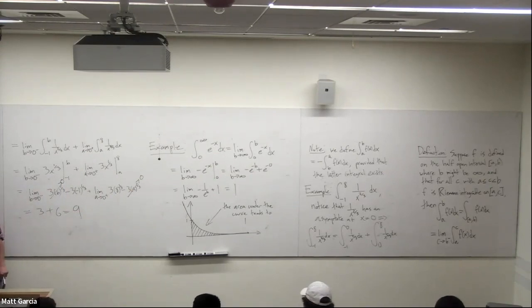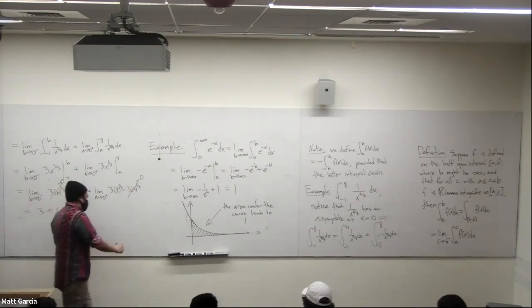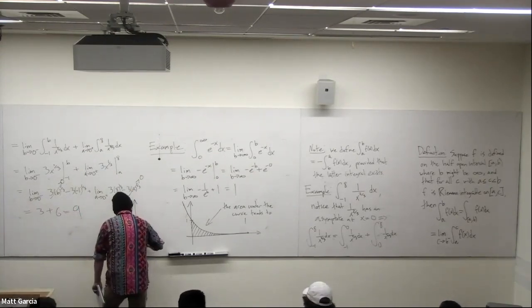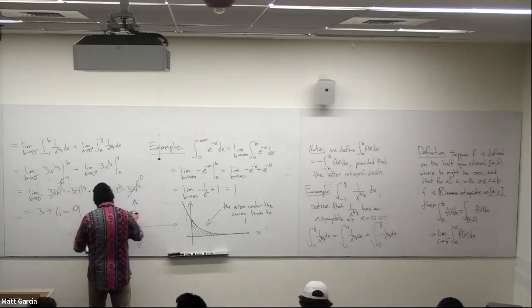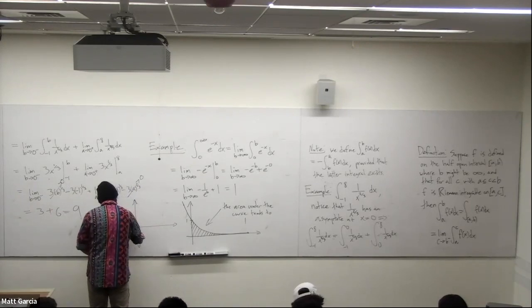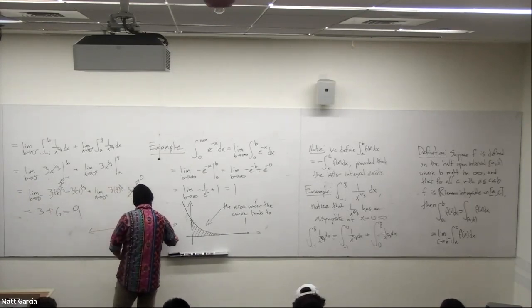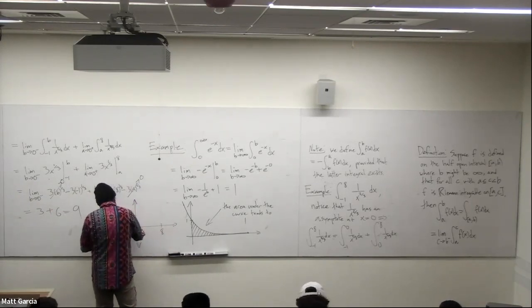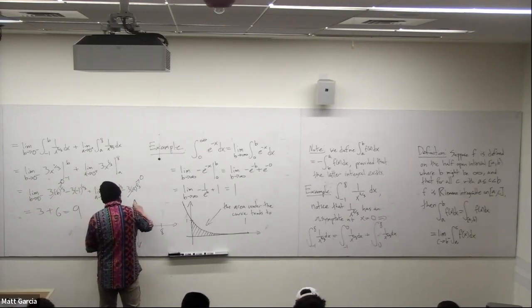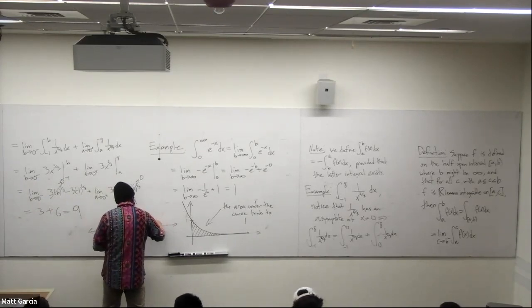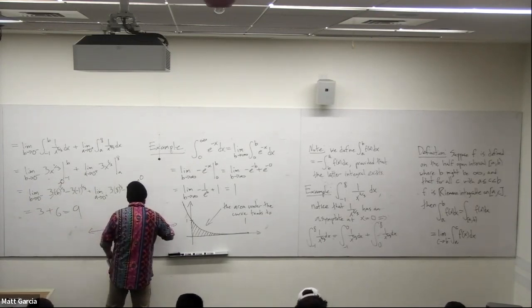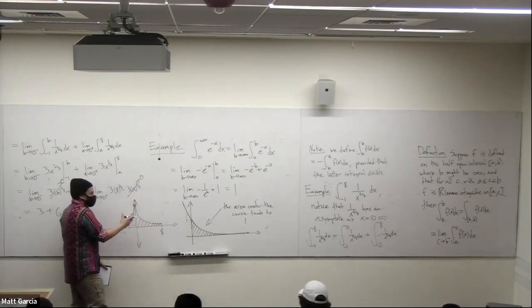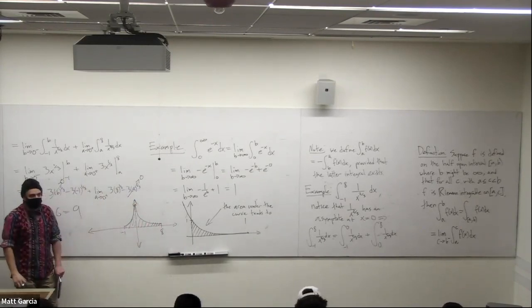So the total is 9. Again, this is surprising because what does the graph of this thing look like? Here's -1, here's 8, and we approach 0 like this, again in a way that's fast enough that we become negligible after a certain point.